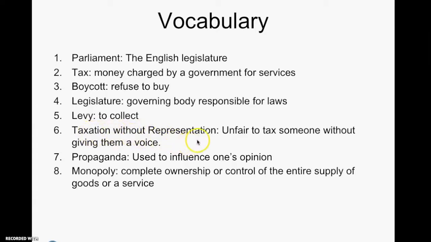Taxation without representation is unfair tax to someone without giving them a voice. This happened to the colonists. Propaganda is used to influence one's opinion. And a monopoly is when someone has complete ownership or control of the entire supply of goods or services.